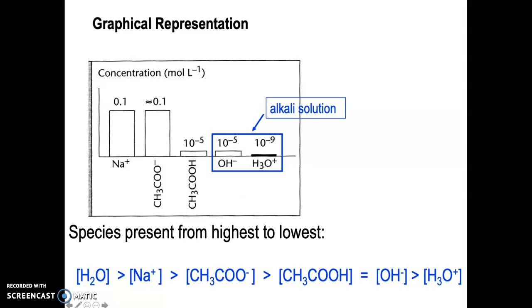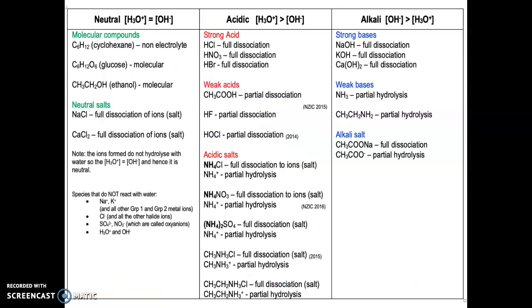I have covered all the scenarios. This slide here is a summary of all the species that have ever been used in exams. So if you would like to go through a few of these, you'll notice that in 2014 they did a weak acid dissociation question, but instead of using ethanoic acid, they used the hypochlorite.